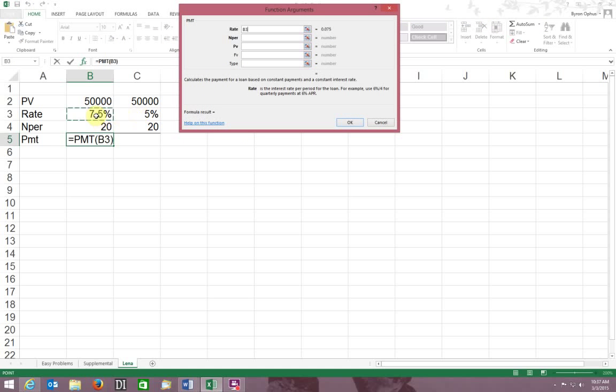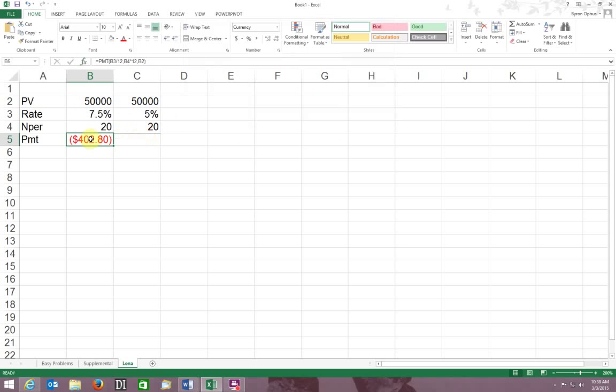My rate. Ooh, but I'm going to do this on a monthly basis. Mortgage payments, house loans, are usually monthly, so I get that divided by 12. My number of periods is 20 years, so it's that times 12. And my present value is $50,000. That's going to give me a negative answer, and that's fine. I fully expected that. I can just drag this over because it's going to calculate based on that. Great. So now I know what my difference is.